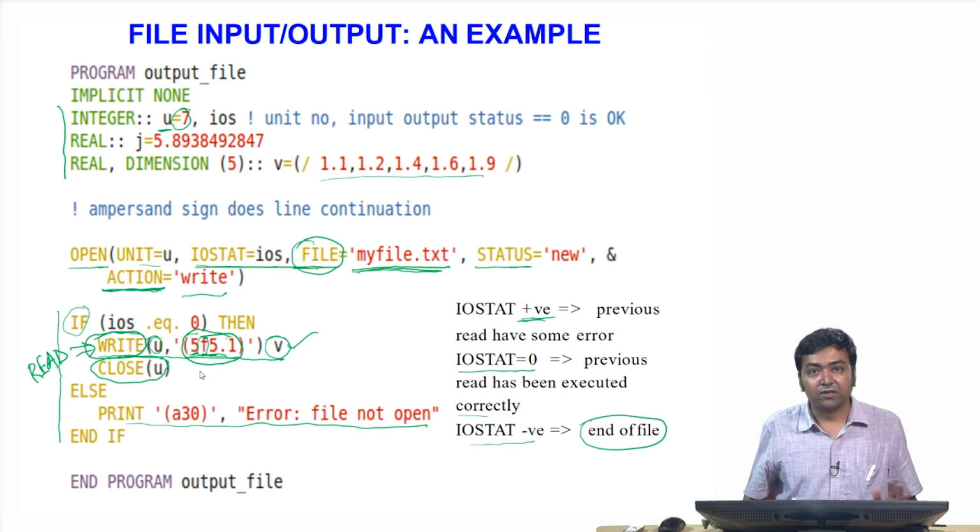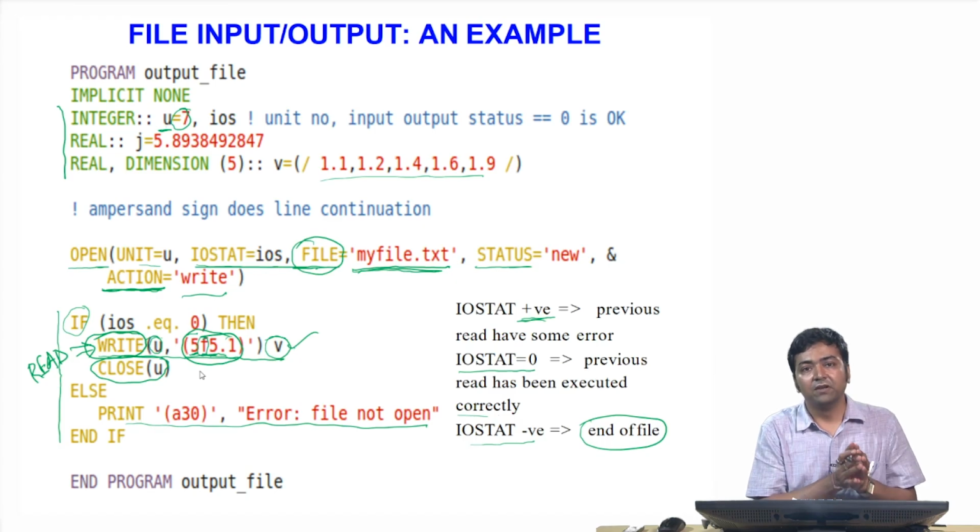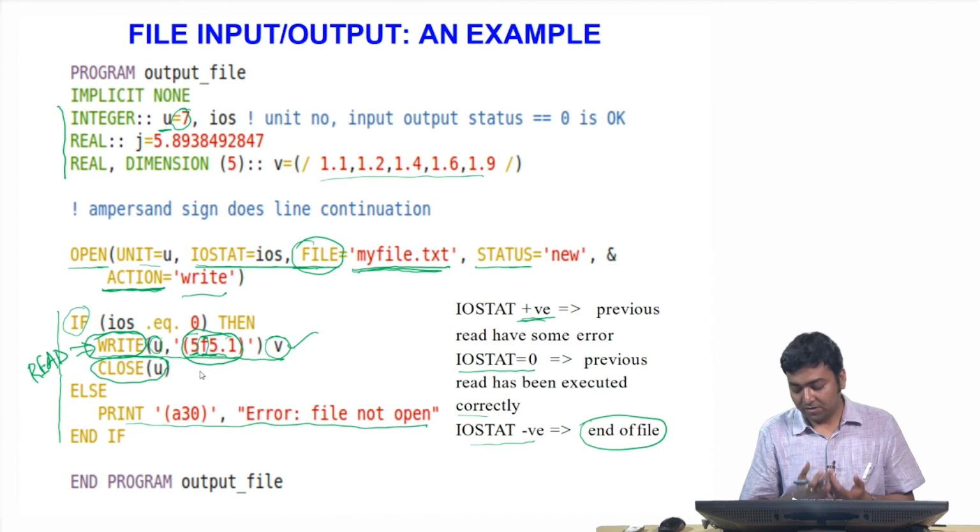So with this we come to the end of this first part of this Fortran lecture, where we have seen the typical structure of a Fortran program, how to end it, how to assign different types of variables, how to do mathematical operations, and how to write and read data on the screen and on the file.